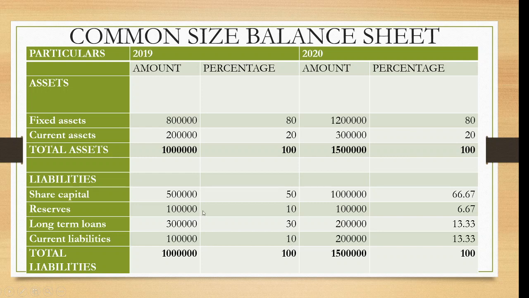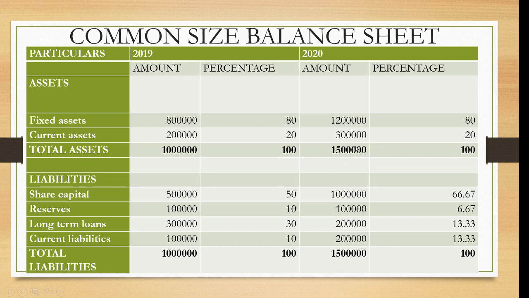So we have found out that the share capital is 50% of the total liabilities of the organization. Then we have long-term loans. Long-term loans are 30% of the total liabilities. Now coming to 2020, the fixed assets are 12 lakh and the current assets 3 lakh. Total is 15 lakh. Again we have all the liabilities items, that is share capital, reserves, long-term loans, current liabilities. Total is 15 lakhs. Now in the case of assets, 15 lakhs is taken as 100.